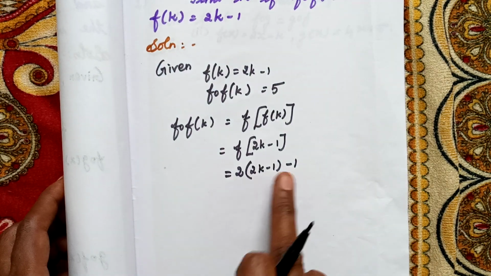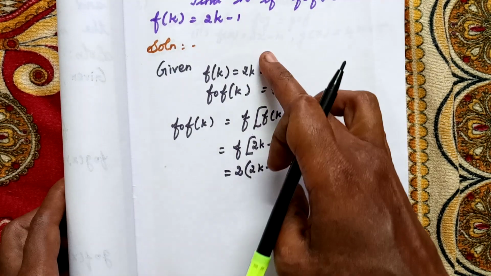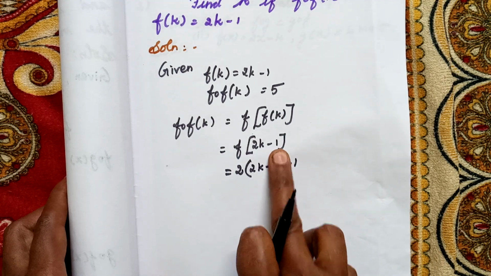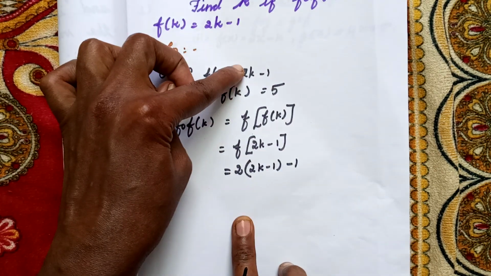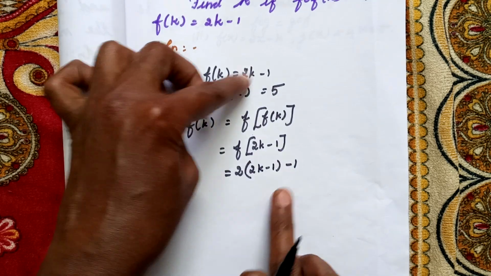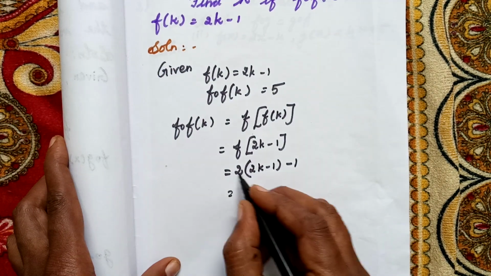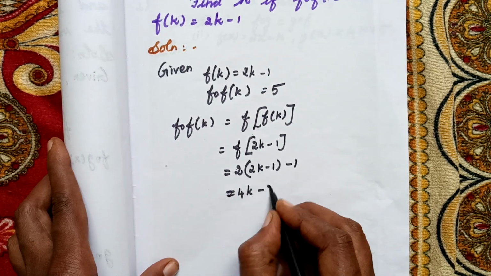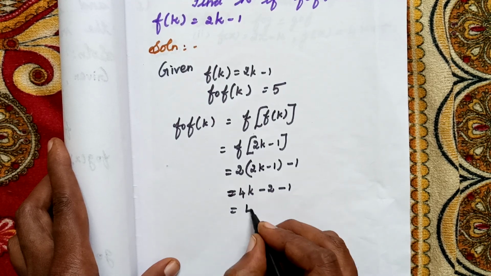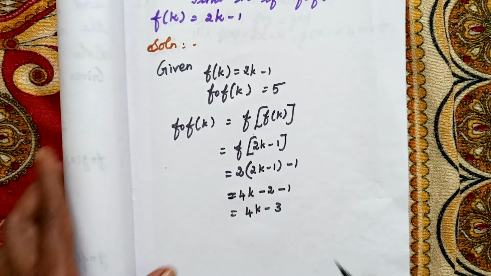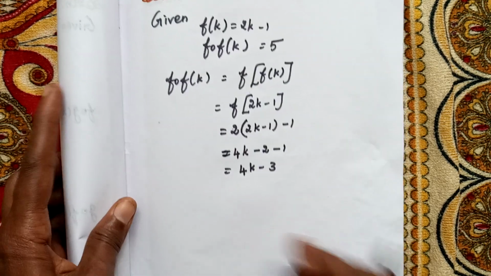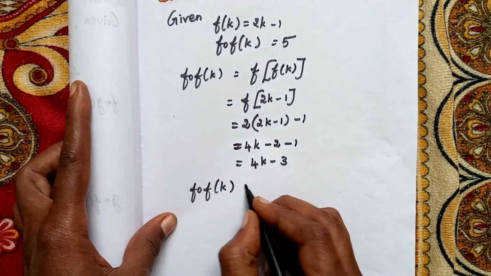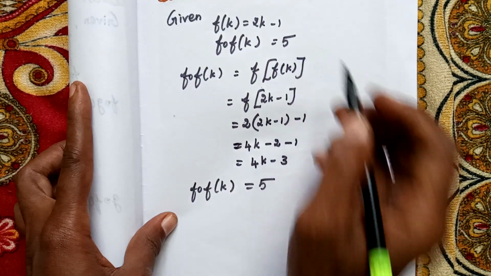Clear? F composite f of k is equal to f of f of k. First f of k value is 2k minus 1. Next f of 2k minus 1 means 2 into 2k minus 1, minus 1, is equal to 2 2s are 4, 4k, 1 2 is 2, minus 2 minus 1 is equal to 4k minus 3. Then what is given? F composite f of k is equal to 5.